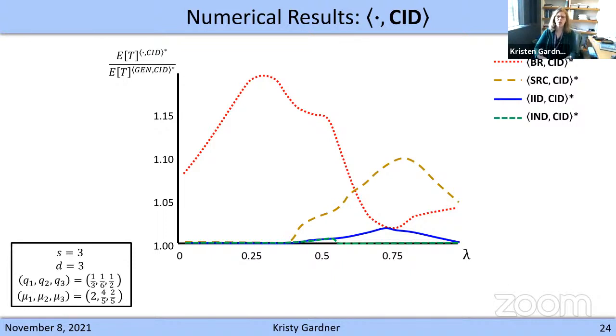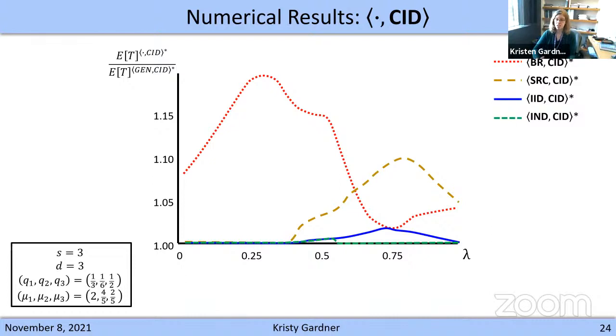So you might be wondering, why does this matter? Why don't we just optimize within gen and find the best thing that we can do with CID assignment? And the answer here is that for each of these restrictions on the gen querying rules, we can set up a slightly different optimization problem.